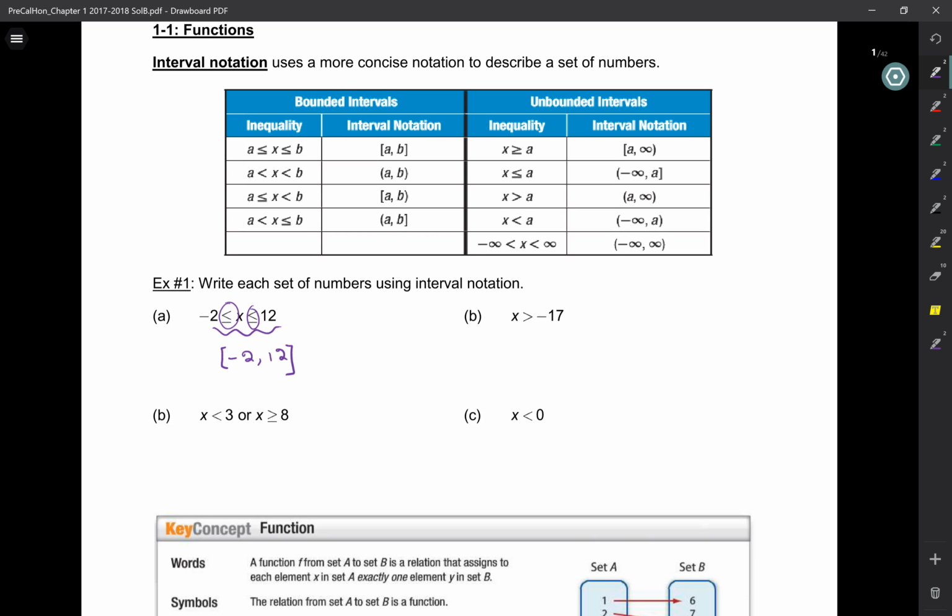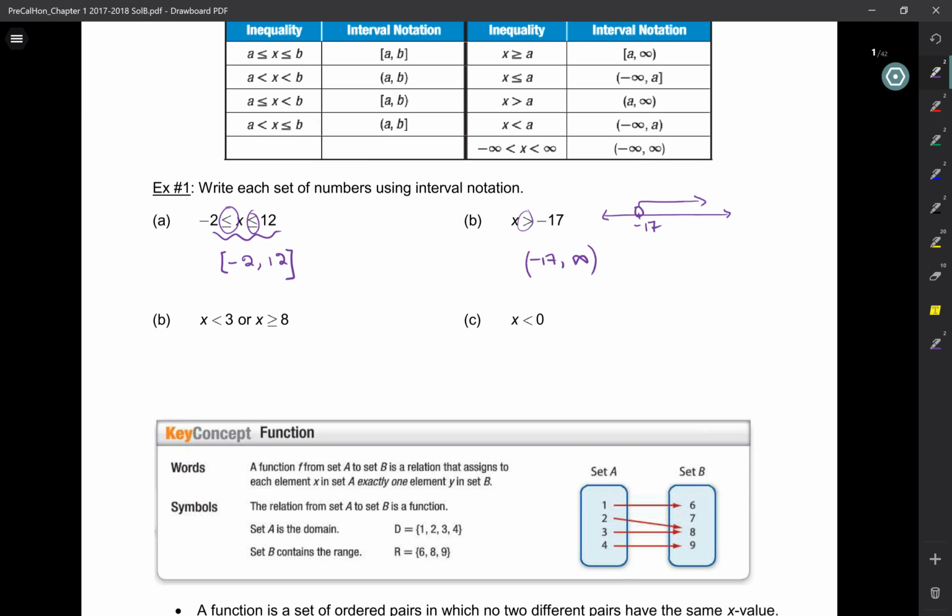Now, here I have x is greater than -17. So that means on the number line, the values here will start on -17 and will go on forever. Because of this, there is an open circle here and it goes on forever. Okay, so another way to say that is the values that you're looking for start at -17 and they continue to positive infinity. Now, open circle gets a parenthesis versus a bracket. Infinity always gets parentheses, never a bracket, under no circumstances.